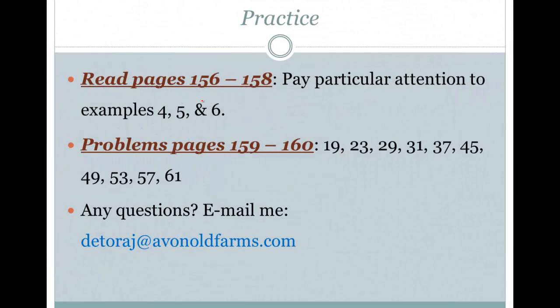Here's some reading. I'll read a few pages. Check these examples out. Here's some problems that I'm going to practice with synthetic division.